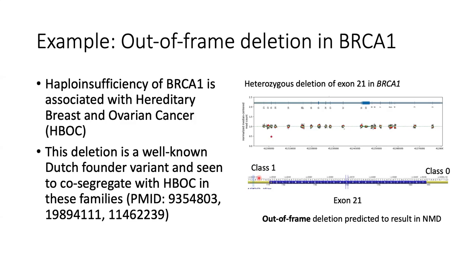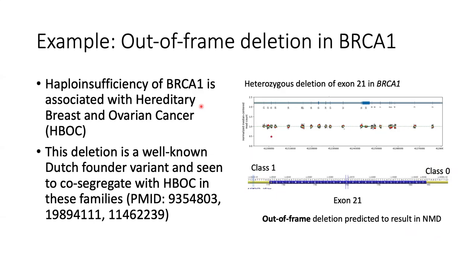Then I looked at that intron on the other side of exon 21, and I see that all three nucleotides of the amino acid residue, or that codon, are within that exon 21, so it will lead to a class zero. And since these two classes of introns are discrepant, it would lead to an out of frame deletion and may result in nonsense mediated decay since it's not the last exon of the gene.